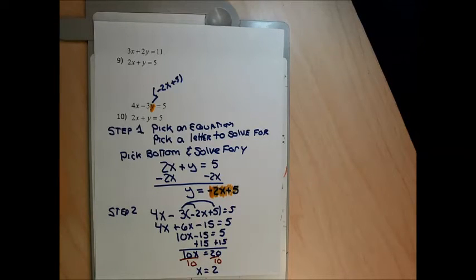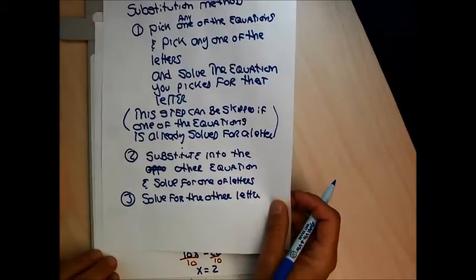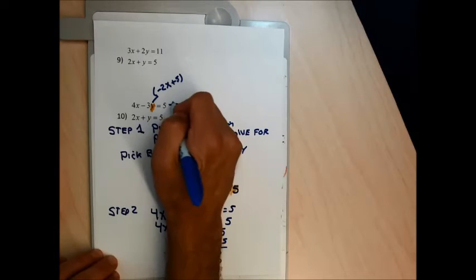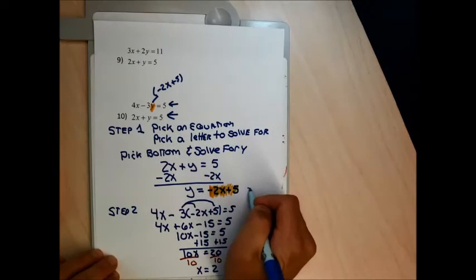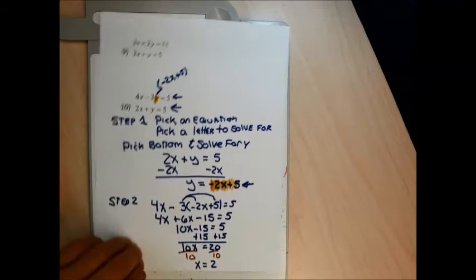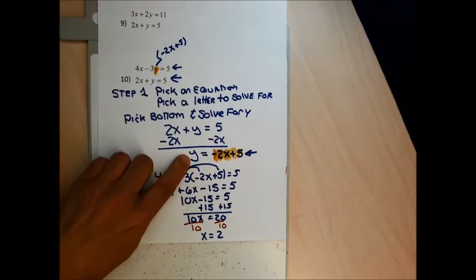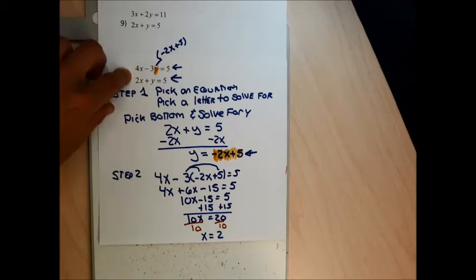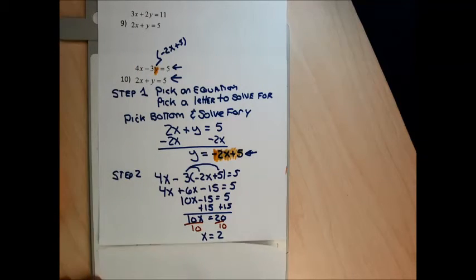Step 3, solve for the other letter. I can use any equation. I could use that equation, or that equation to solve for the other letter. The other letter is y. The easiest equation to use to solve for y is this one. But if you use that one or that one and plugged in 2 for x and did the algebra to solve for y, you'll get exactly the same answer with just a little more work. So my step 3, there's flexibility here.